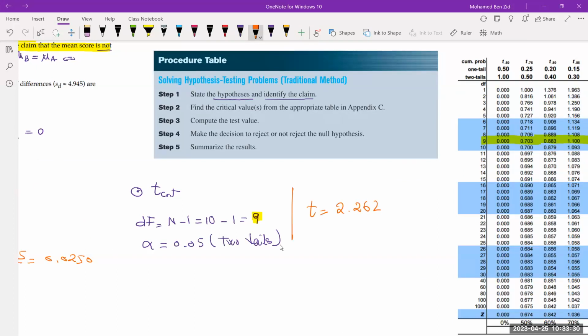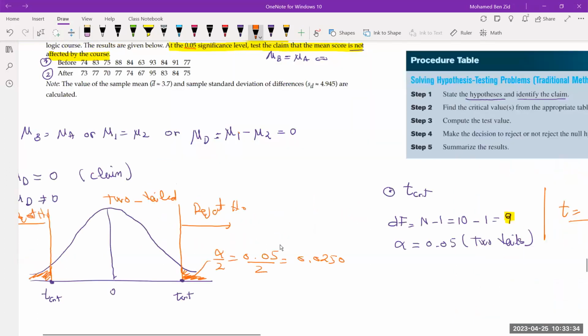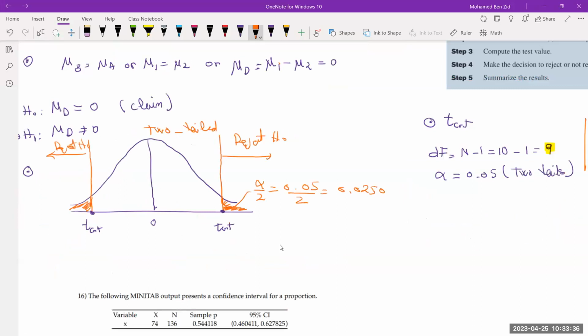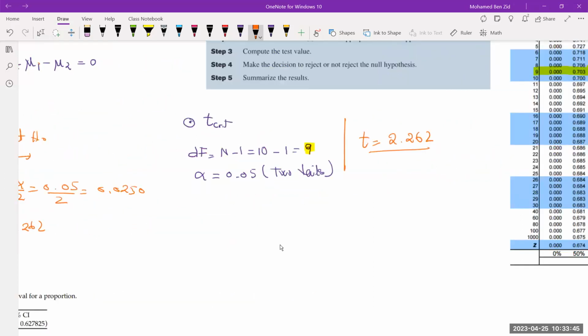All right, once you get the 2.262, you're going to go back to your chart, and you're going to notice that there are two of them. One is positive, and the other one is negative. And that's going to be your T critical. There are two of them, which is plus and minus 2.262. All right, I hope this is clear.